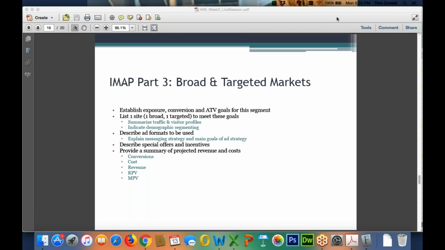So for the traffic profile, you'll want to include the amount of monthly visitors, and the visitor profile, the demographic segmenting, you'll include, of course, things like breakdown of males versus females, income range, age range, and so forth. You'll also describe any ads that you're going to be using and explain the messaging strategy and the main goals of the ad strategy.